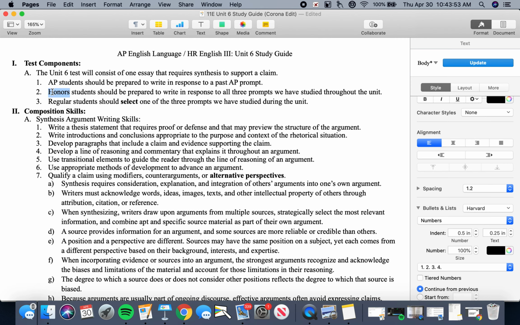Honor students, I'm going to assign you your prompt on Monday. AP students, I'm going to assign you your prompt with an attachment of all the documents and the prompt itself on Monday. Regular students, you guys can just go ahead and get started. Again, all I need is a cogent, reasonable claim.